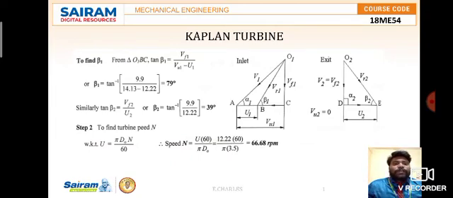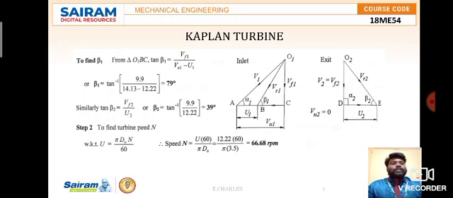Next, to find the turbine speed, that is speed n, where do we come across this speed? U is equal to pi d n by 60, where for d we have to take the outer diameter d naught. From this formula, n is equal to U into 60 divided by pi into d naught. So you will get n is equal to 66.68 rpm. This is how we find the speed.